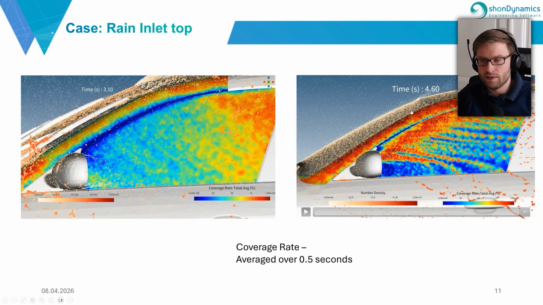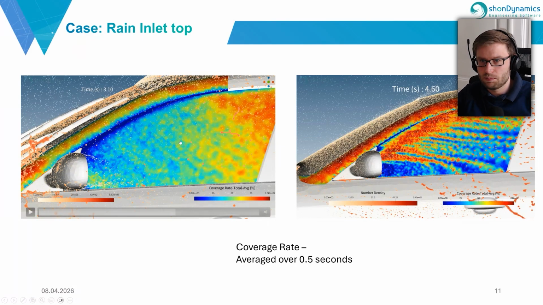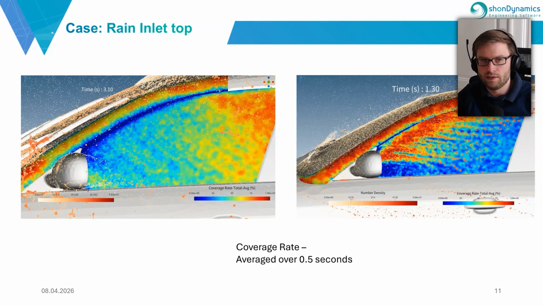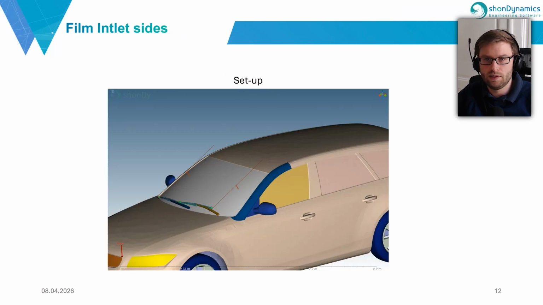So here we can say the flow is dominated by the flow field around the car, and the wipers are more or less pushing the water directly back to the car and not to the side of the car, compared to the slower case. So this would be one setup of our case.